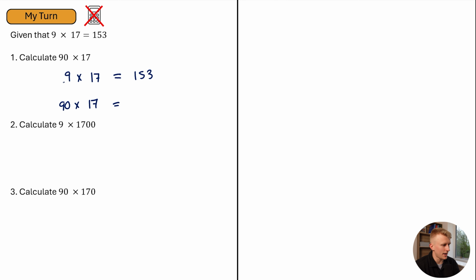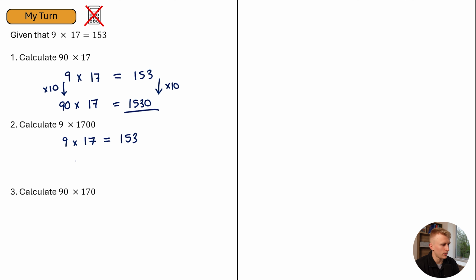I know that I've multiplied 9 by 10 to get to 90. And so because I've multiplied one of the numbers in my calculation by 10, that means my overall answer is also going to be 10 times greater. So I'll do 153 multiplied by 10 to give me 1,530. And that's my answer.